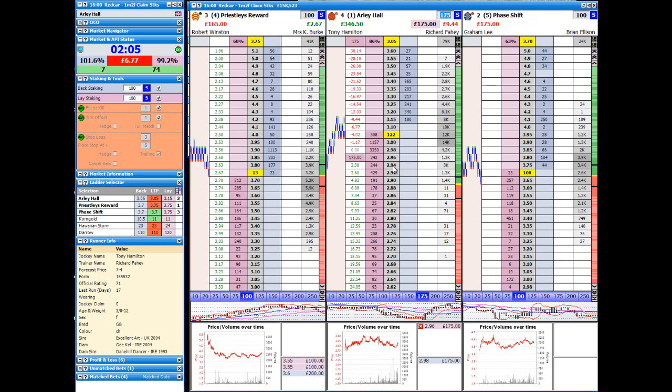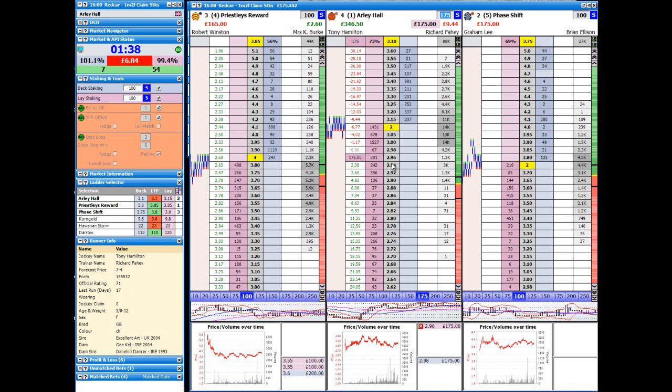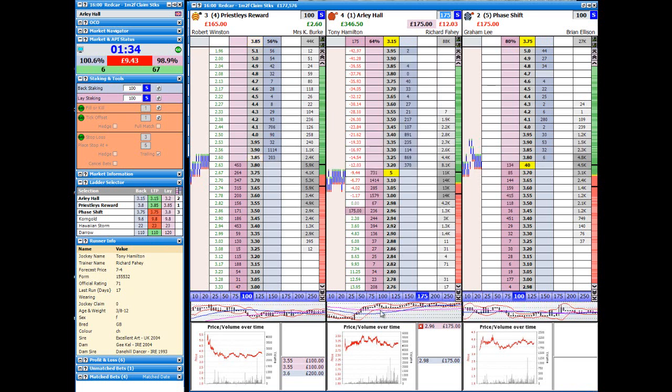Back to the favourite here, Arlie Hall at 2.98. It's gone away from me, quite alarmingly. The £1,000 there you can see at 3.0 on the lay side, just 1,500 quid. I don't like that much. It looks like it's going to go up. There's only a minute or so before the race, but then a bit of money just came in.